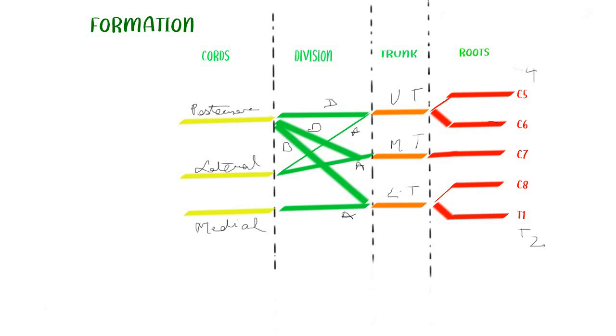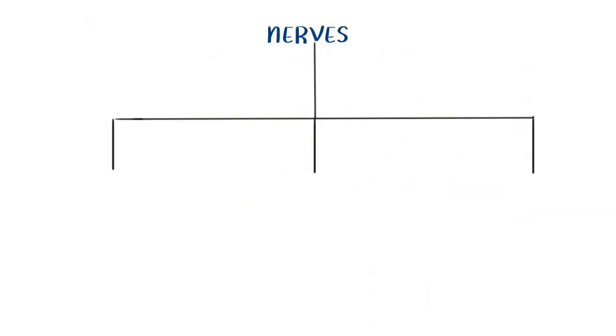Now you must be thinking, how do we assign them as posterior, lateral and medial cords? This is because over here we are talking with respect to the axillary artery. The posterior cord of the brachial plexus is lying behind the axillary artery, that's why it is known as the posterior cord. The lateral cord lies lateral to the axillary artery, and the medial cord lies medial to the axillary artery, and that's why we have assigned them these names. Now from these cords, nerves are going to arise which are going to supply the muscles of the upper limb and the upper part of our trunk.